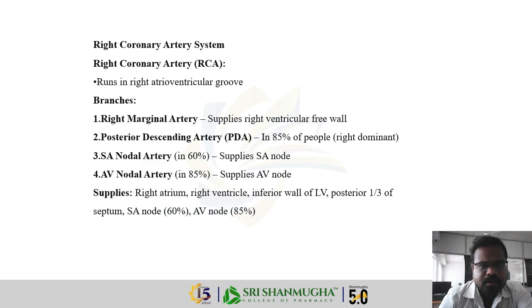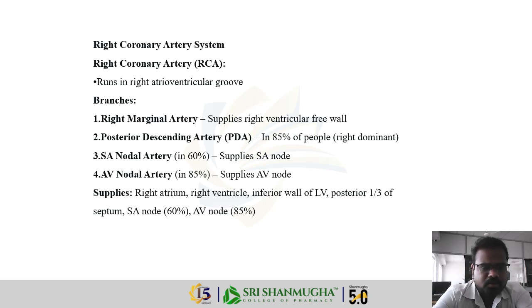Then the right coronary artery system runs in the right atrioventricular groove. It divides into many branches. The first is the right marginal artery, which supplies the right ventricular free wall. Then the posterior descending artery, that is PDA, which in 85% of people is right dominant. Then the SA nodal artery, which, as the name suggests, supplies the SA node.